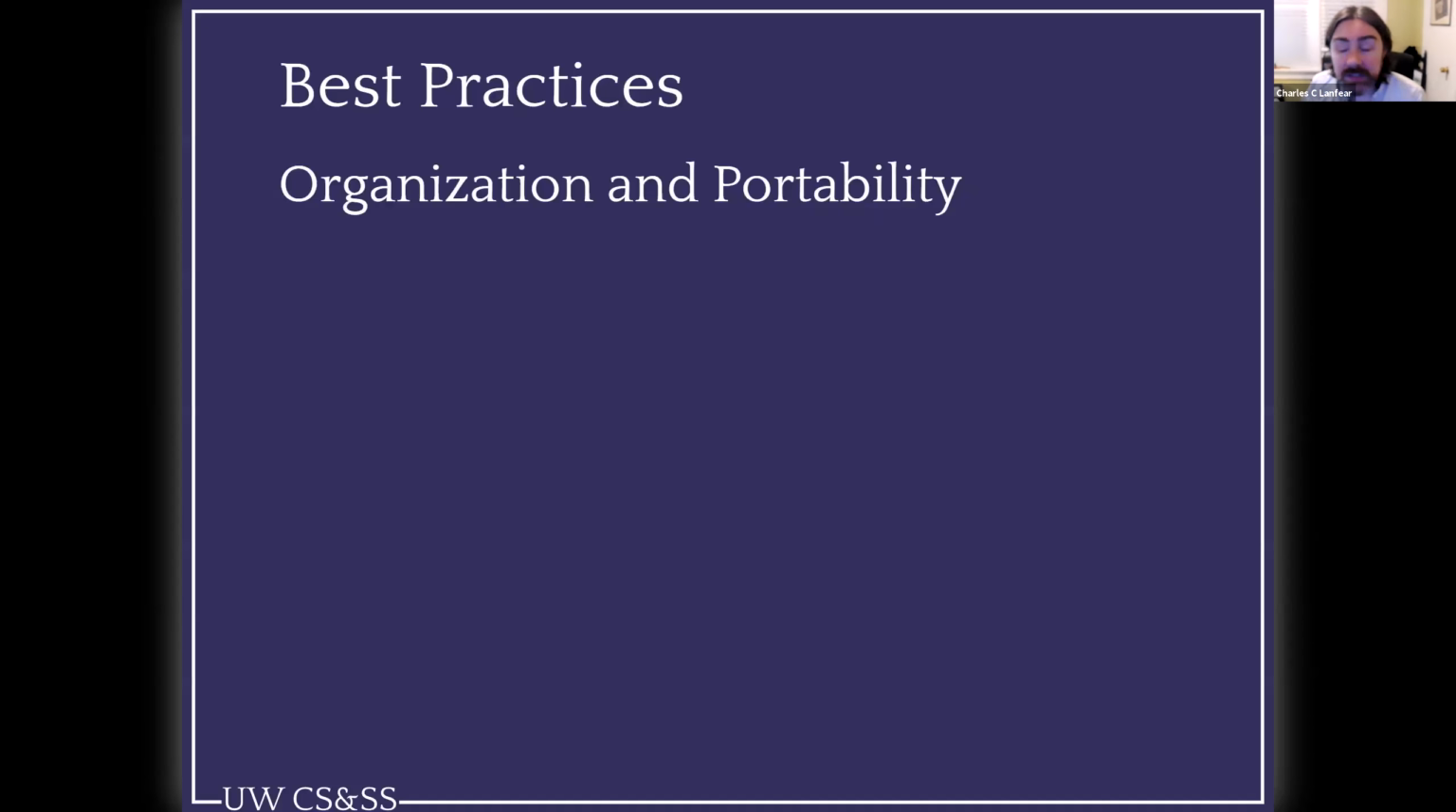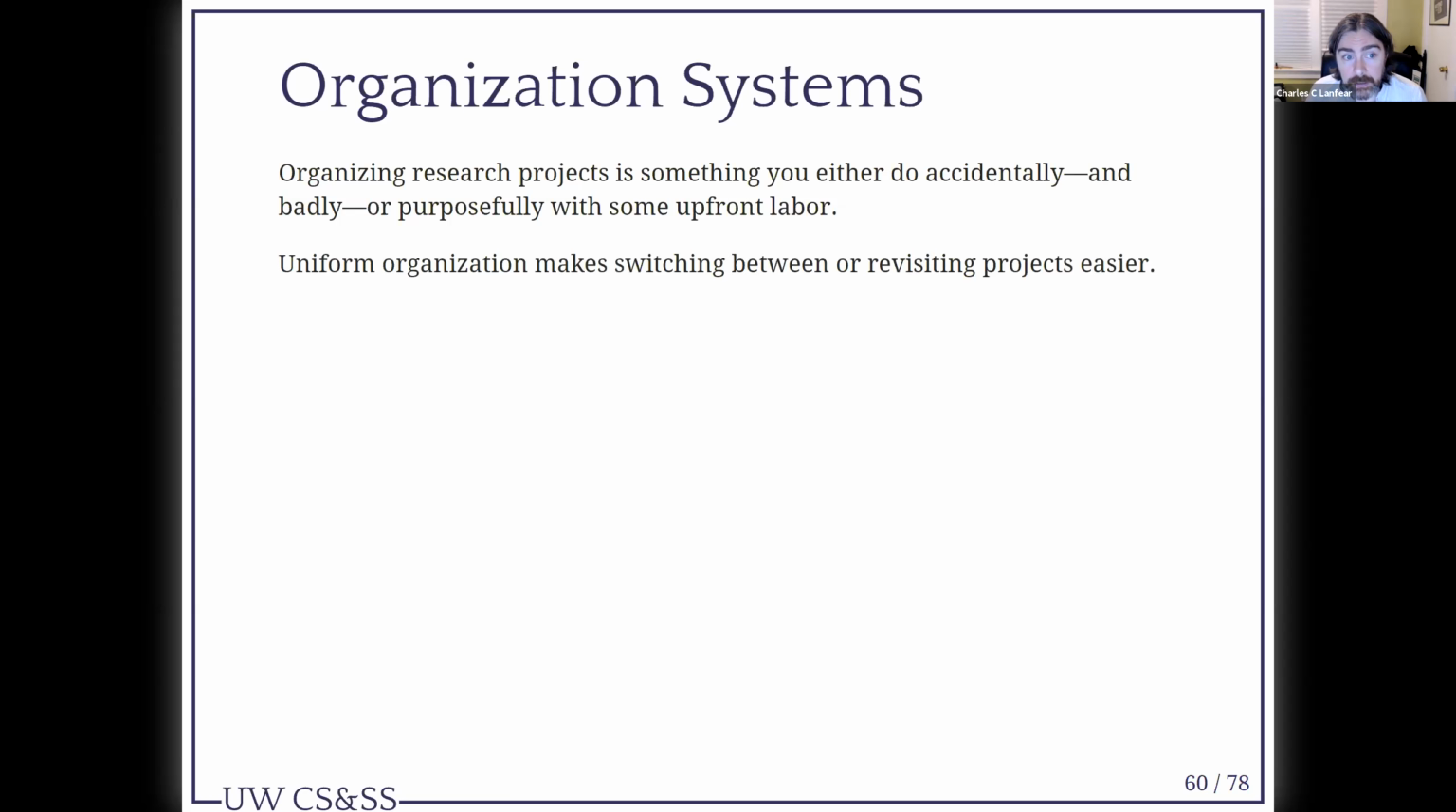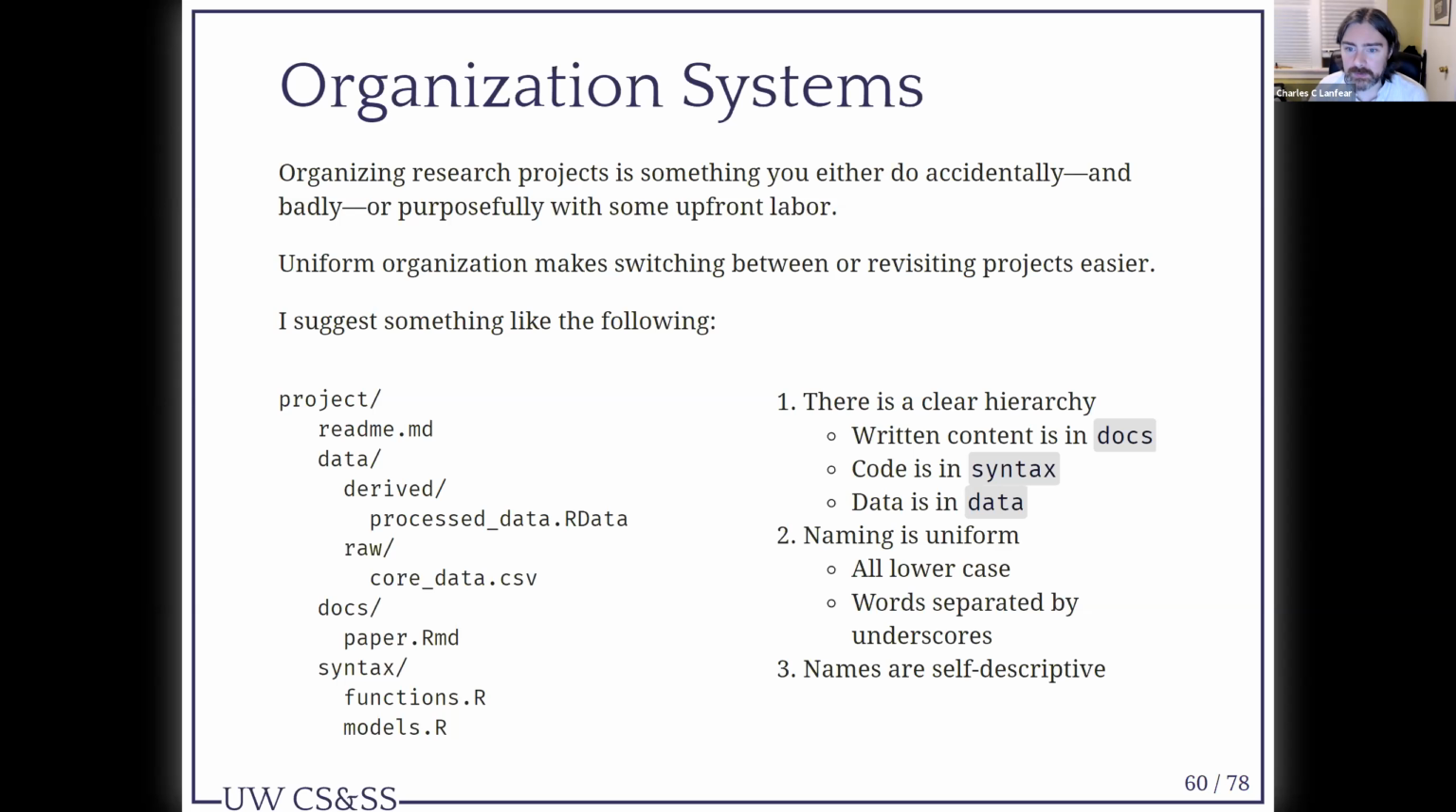Okay. So on to stage 2, best practices and organization. Organizing research projects is something you either do accidentally and always badly, or purposefully with some upfront labor. Uniform organization on your projects, that is making all your projects have the same folder structure and locations for things, makes it a lot easier to switch between projects or revisit old projects. You don't lose stuff, you're not confused about how they're laid out. I recommend something like this. This is an example of how I do it. Come up with your own system, but if you stick to it, it's really beneficial.